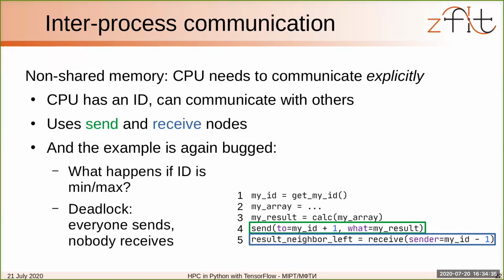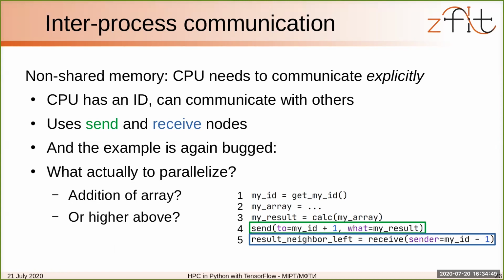So I'm just saying again, even if it is more explicit, the send and receive nodes are quite a thing to know. It's a lot of complication again that we're inserting that is non-trivial to solve. One question is then also what to parallelize. Should we really parallelize on the level of an addition, or should we parallelize higher above? The answer is parallelize as high as you can, because it's less pain to do.